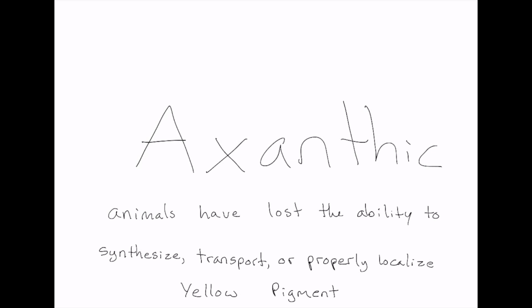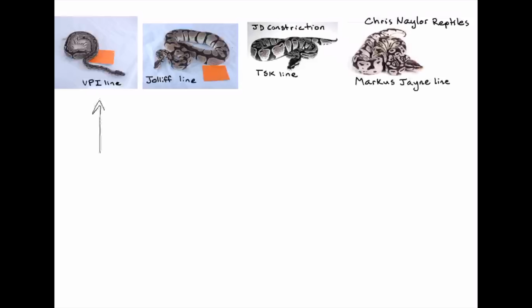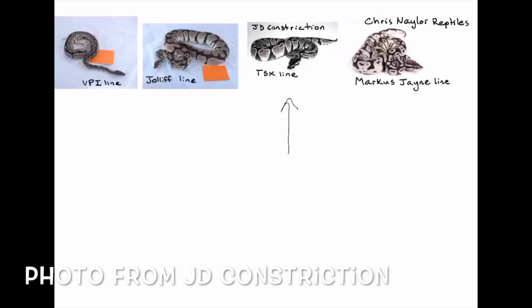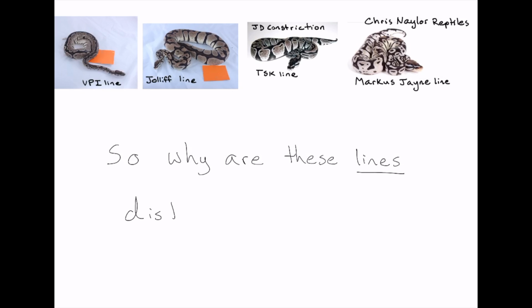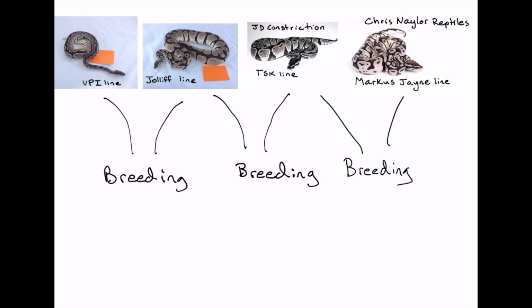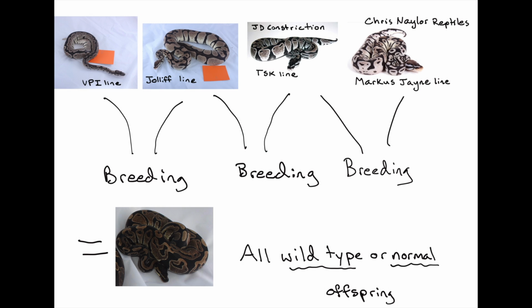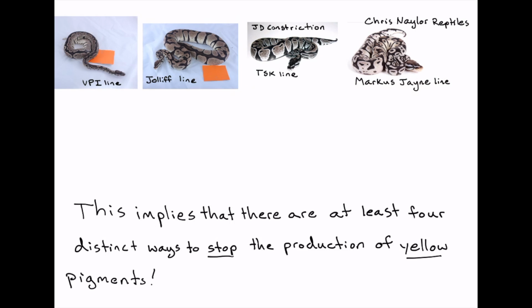Today we'll focus on synthesis, but in reality, the biological pathways required to create, move, and place pigment are very complex. If you've spent any time browsing axanthic ball pythons, I'm sure you've come across the question, what line is she? There are 4 distinct lines: the VPI line, the Joliffe line, the TSK line, and the Marcus Jane line. Why do we call these distinct lines? Well, the reason is that if you take any 2 individuals and breed them together from different lines, you end up with all wild-type or normal offspring. This implies that there are at least 4 distinct ways to stop the production or proper localization of yellow pigments.